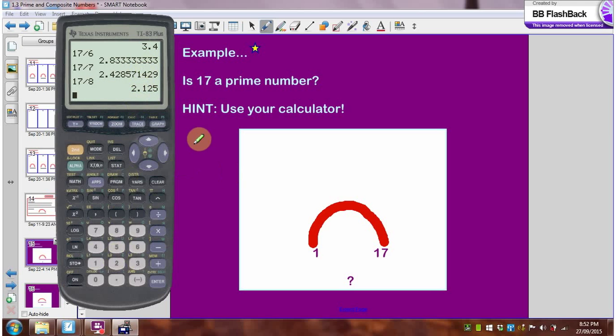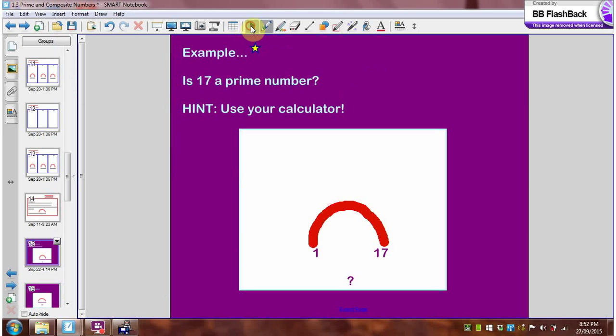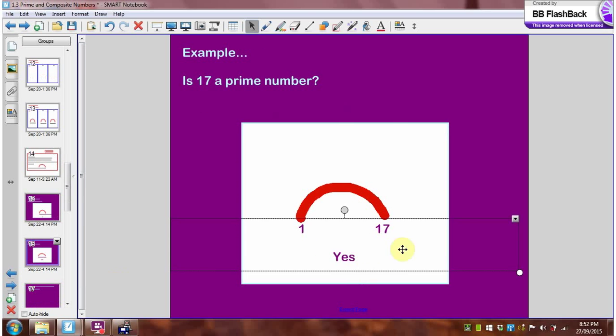Okay, so these are our only factors, 1 and 17. So we have one curve, so what does that mean? That means yes. Okay, 17 is a prime number. Okay, so pause the video, make sure you have that written down in your notes, and then we're going to move on.